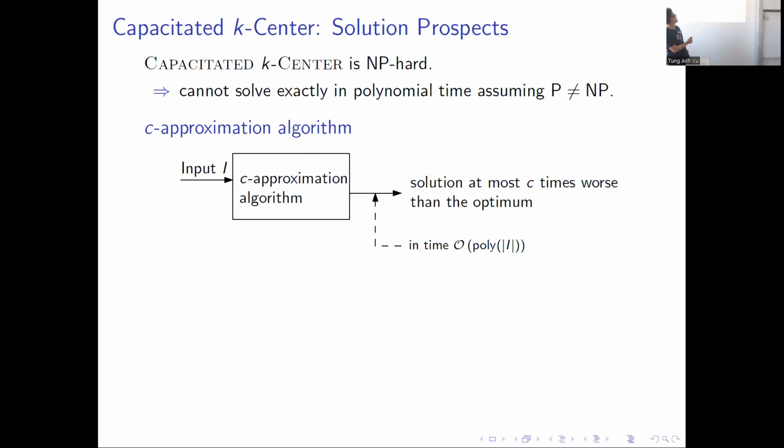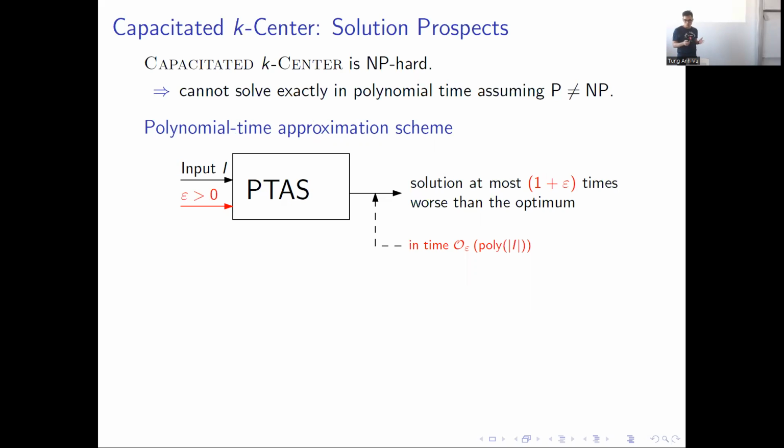So here's a picture version of the definition of an approximation algorithm. A c-approximation algorithm gets an input and outputs a solution whose cost is at most c times worse than the optimum, in time which is polynomial in the input size. Okay, so standard definition. And if you are really ambitious, then what you go for are polynomial time approximation schemes, termed PTAS, where on input you receive in addition a positive epsilon, and now your solution has to be at most 1 plus epsilon times worse than the optimum, and the time has to be polynomial in the input size, and you treat epsilon as a constant. For example, a running time of n to the 1 over epsilon is perfectly valid.